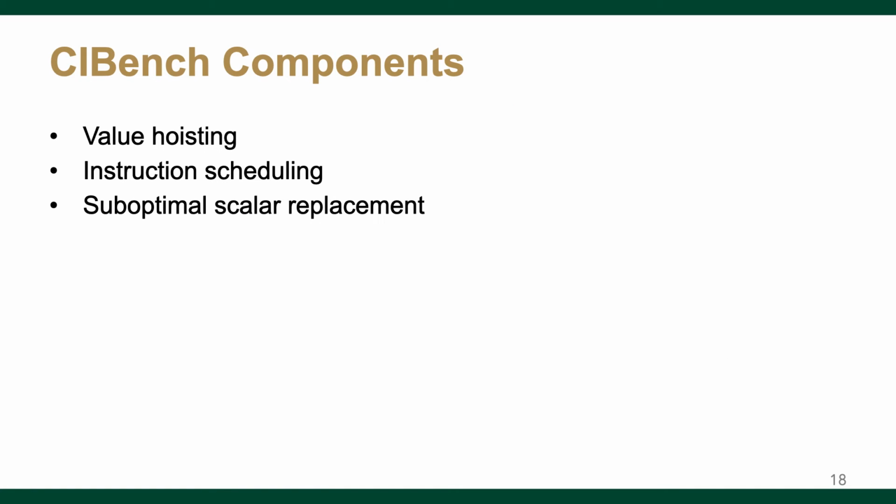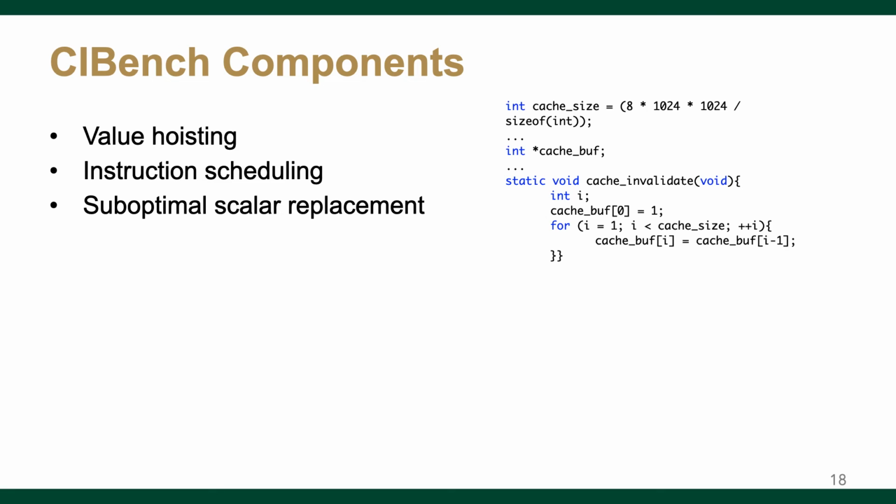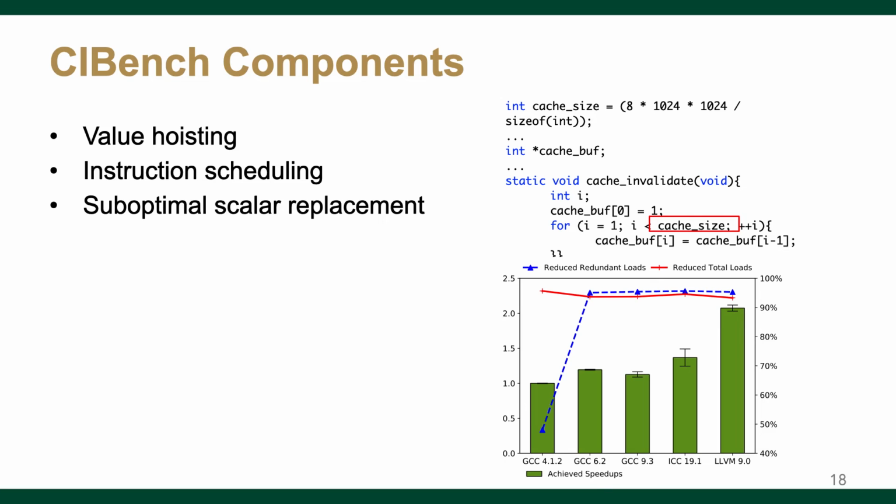And the third type is suboptimal scalar replacement. We can see the code in line 8. The value of cache size is repeatedly loaded from memory because it is a global variable. The compiler assumes it can be modified at any time. So we optimize this case by assigning the cache size to a local variable so it can be held in a register. And through our experiment, we see that among all compilers, none of them eliminate this redundancy.